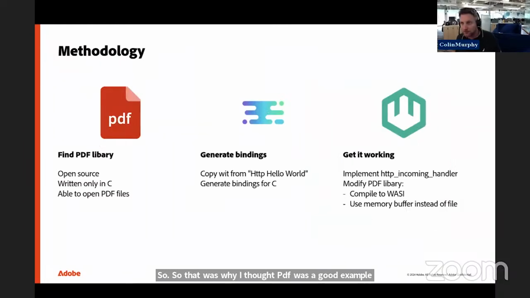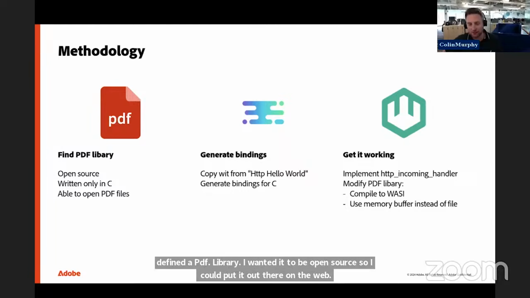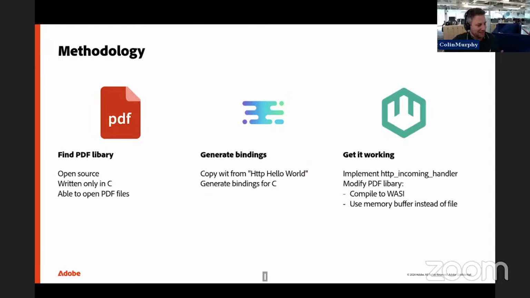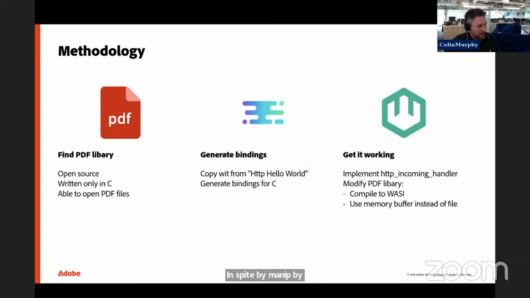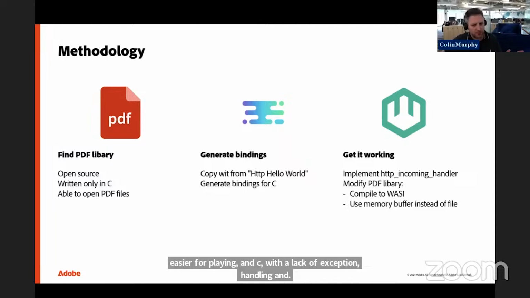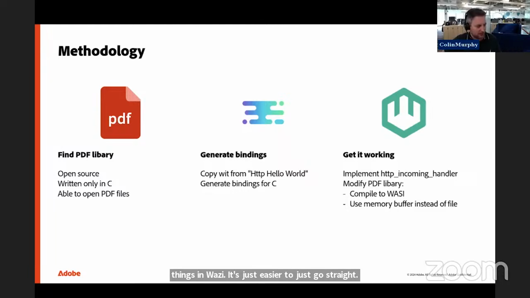I'm just going through how I did it. I had to find a PDF library. I wanted it to be open source so I could put it out there on the web. I wanted it to be somewhat functional so that I wouldn't get in trouble by changing it too much. And it had to be written only in C, just to make it easier for Clang and WASI. C++ has a lack of exception handling and various things in WASI, so it's just easier to go straight C. Although not impossible to do C++, I only had a few days to do this.